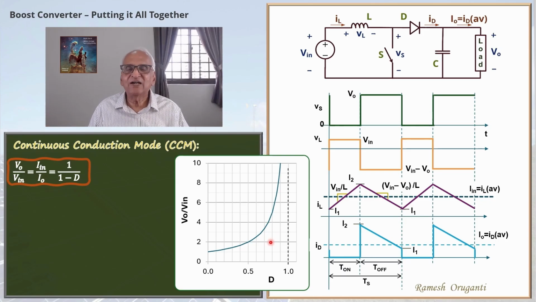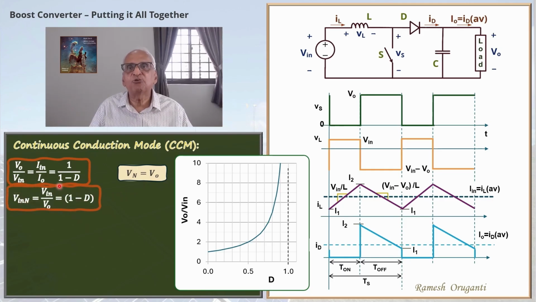As I explained earlier, we will be normalizing these equations. Vn is the normalizing factor for voltage that is equal to Vo. We are using the output voltage as the normalizing factor. So the voltage that can be normalized in this equation is the input voltage. So Vin by Vo is VinN, the normalized input voltage, that equals 1 minus D.